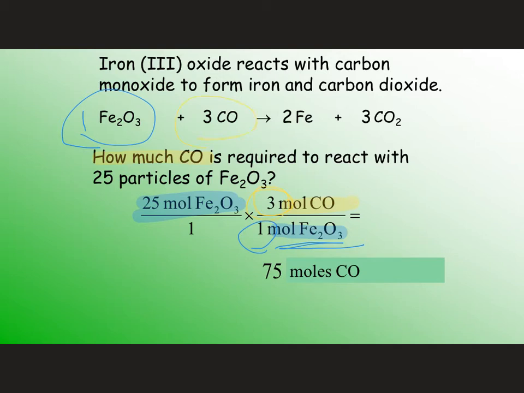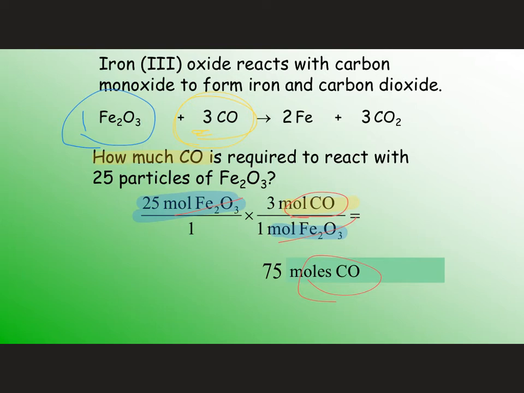In order to find out how much carbon monoxide to use in the conversion factor, I'm going to look at the carbon monoxide in the balanced equation. The coefficient is 3, so that's the number that I'm going to use in front of the moles of CO in the conversion factor. So we can see that our units cancel. The moles of Fe2O3 cancels with moles of Fe2O3, and I have moles of carbon monoxide as the unit for my final answer.